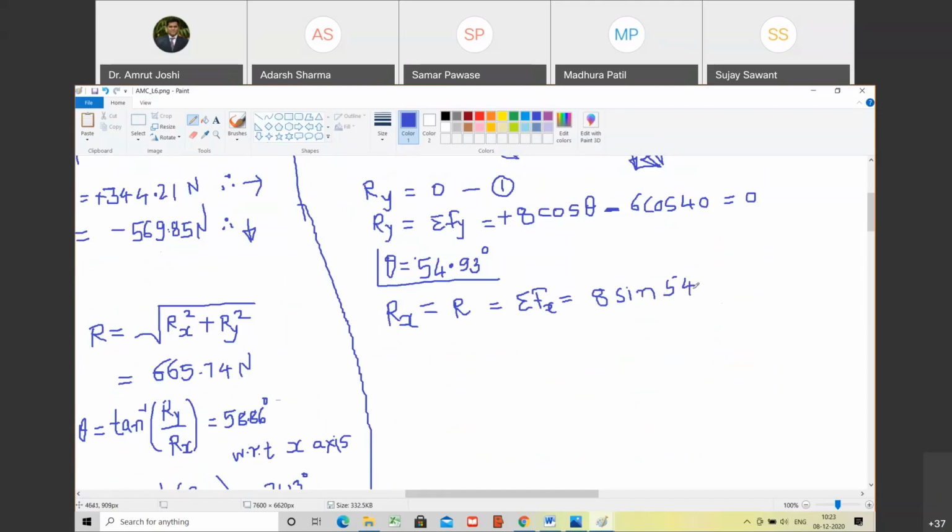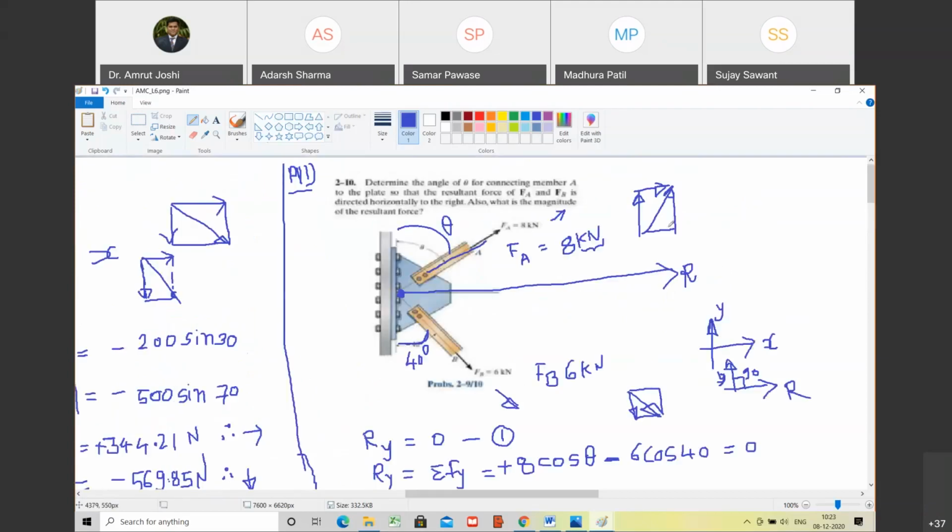54.93. No, don't calculate individual terms. Okay, sir. 54.93 degree. Are you with me? And its sine is positive because, you imagine, I said when you resolve this 8 kilonewton, the x component is towards right. Even for this, when you resolve this, the y component is downward, but the x component is towards right. So both the x components are going to be positive. Do you agree with me?